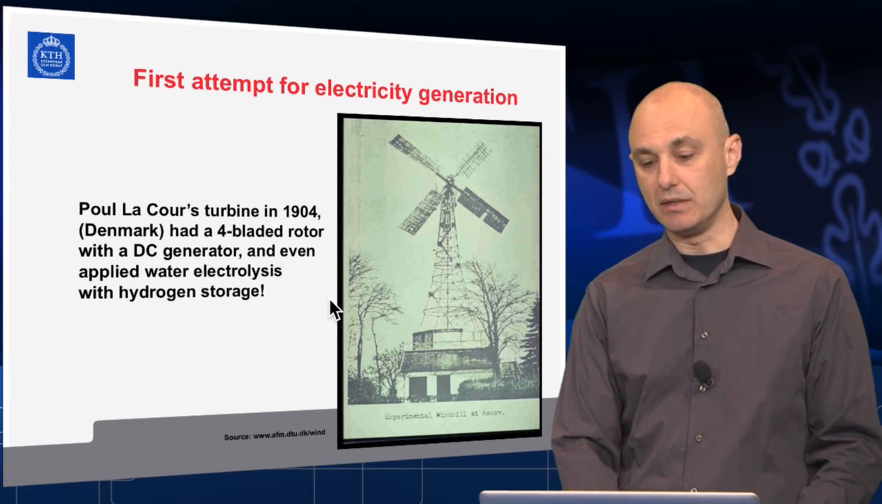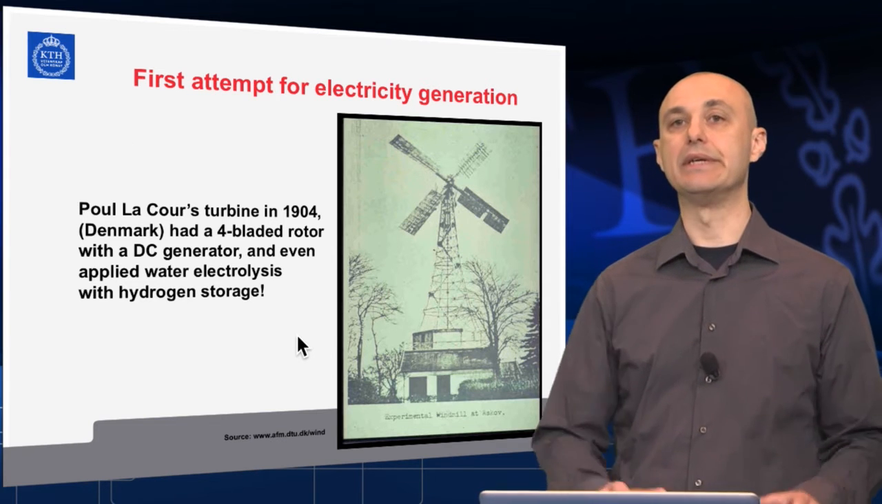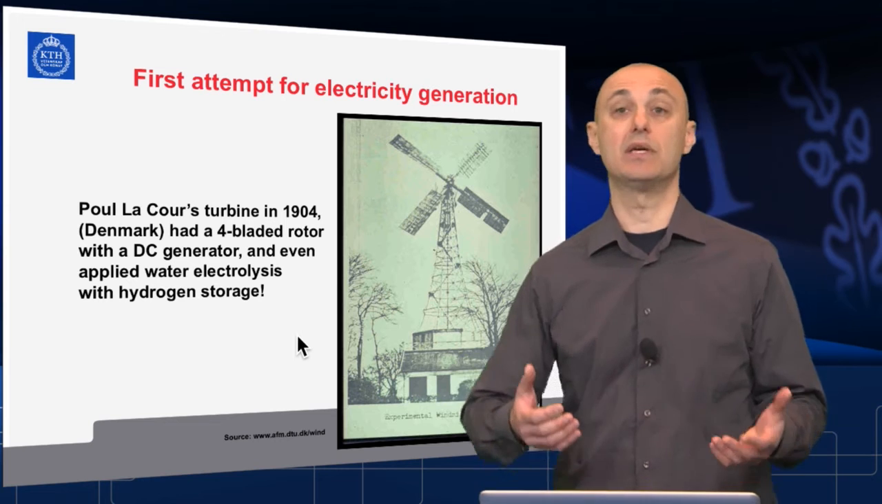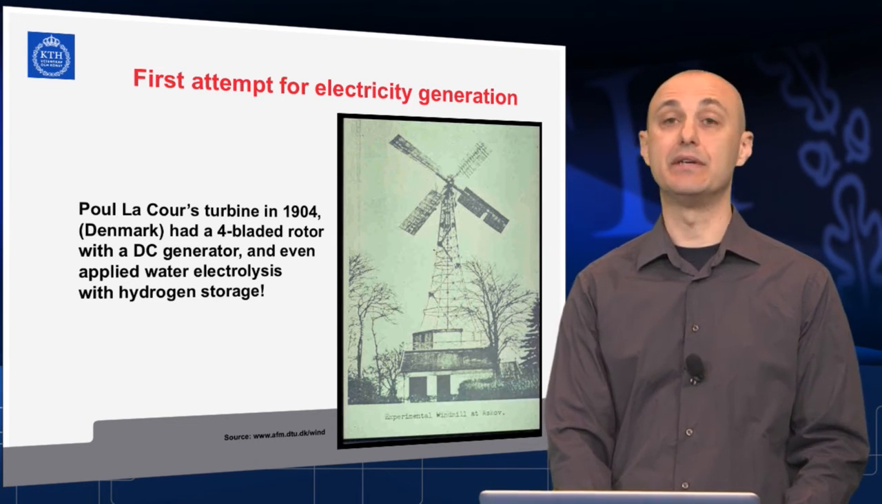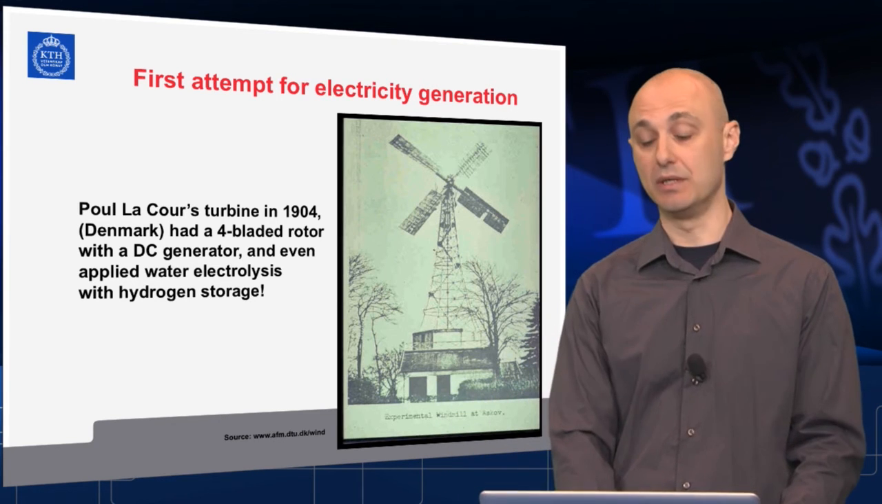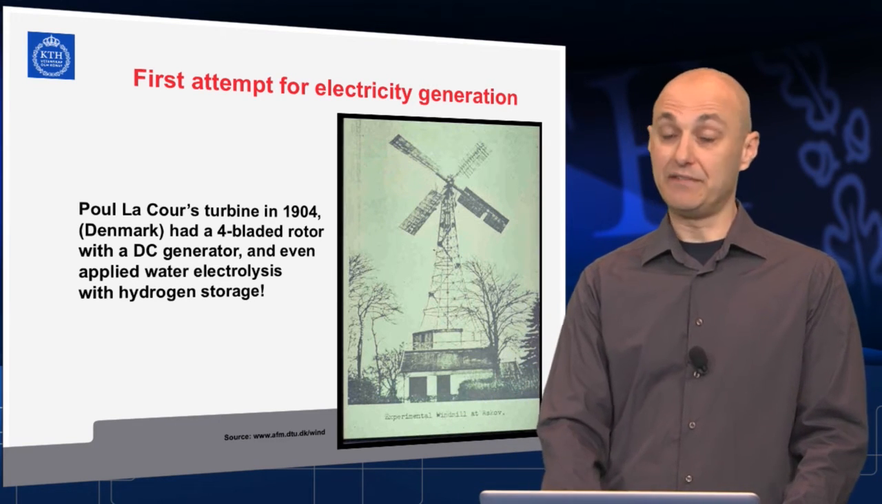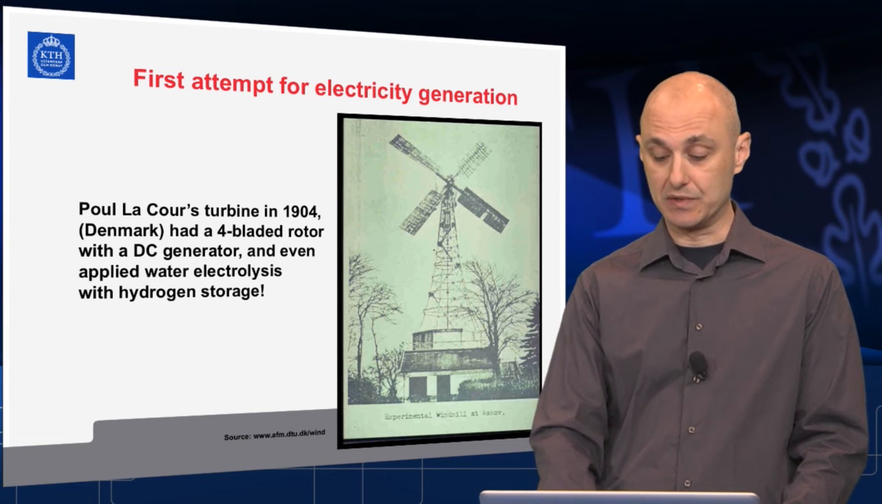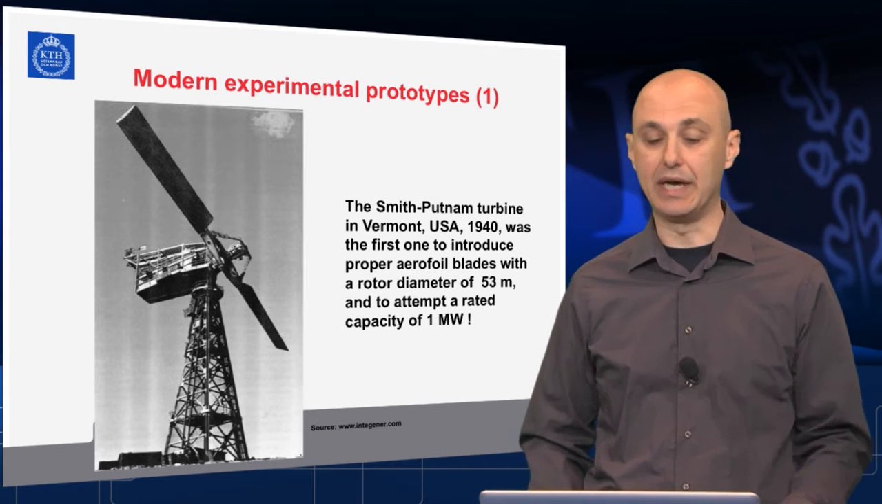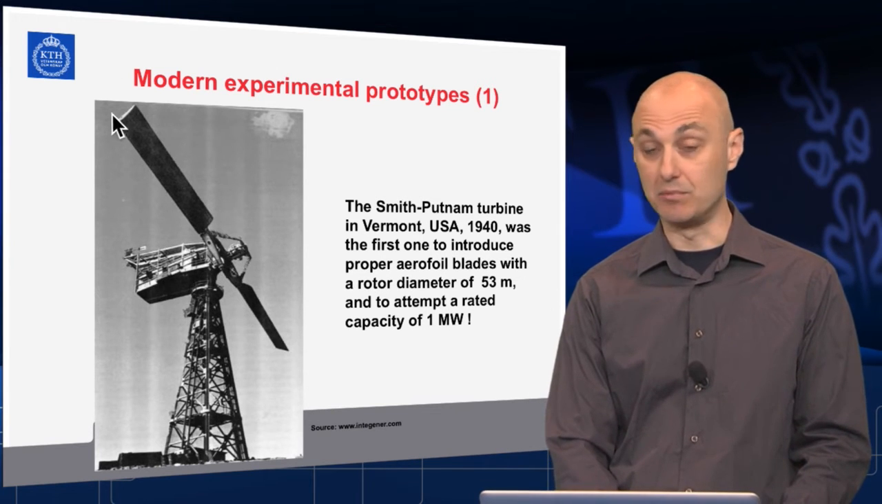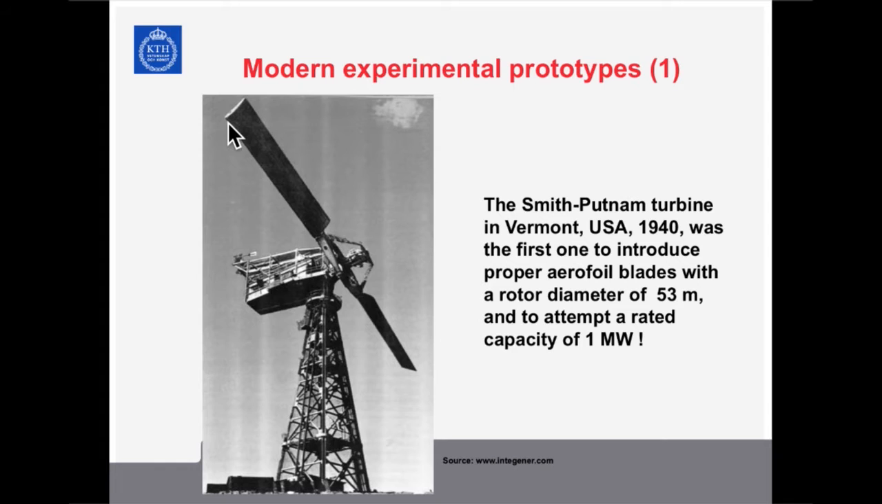Well, after Paul la Cour, all the theory of aerodynamics was developed at the time when modern aviation and the theory of wing profiles, propellers and so on was developed. After that, really, the modern wind turbines came to life, and the first one of really large size using proper airfoil blades. You can see the wing profile here, and it does look like a simple airplane wing. It was a turbine in Vermont in the United States in 1940.